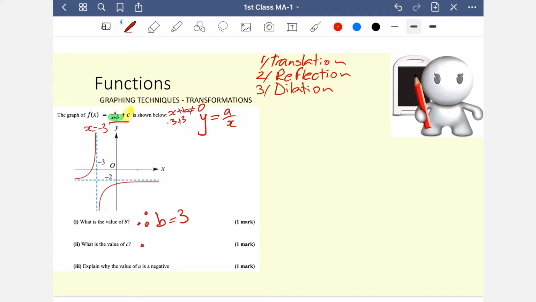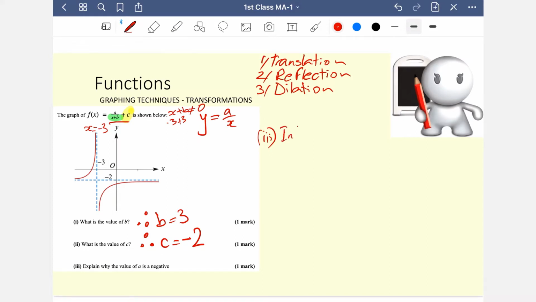Now c is a straightforward answer. This whole function has been moved 2 units down. Okay, explain why the value of a is a negative. So this is an explanation question, so a written response is what is required.